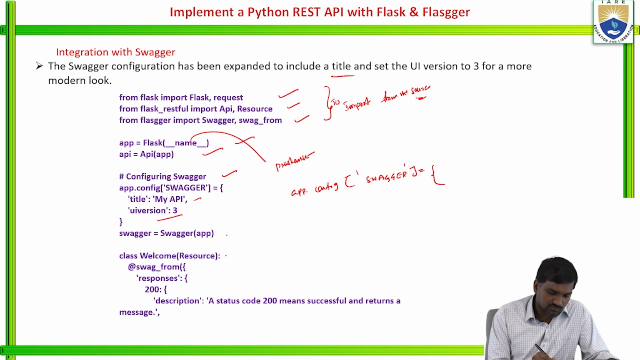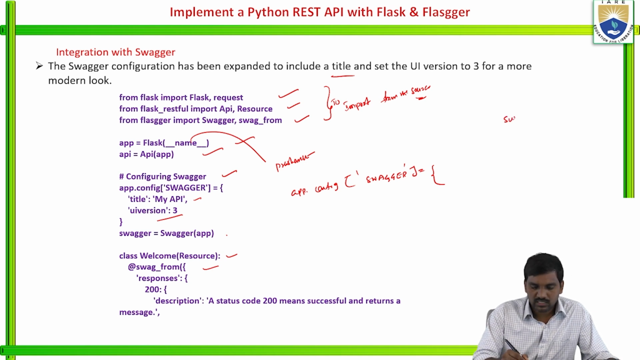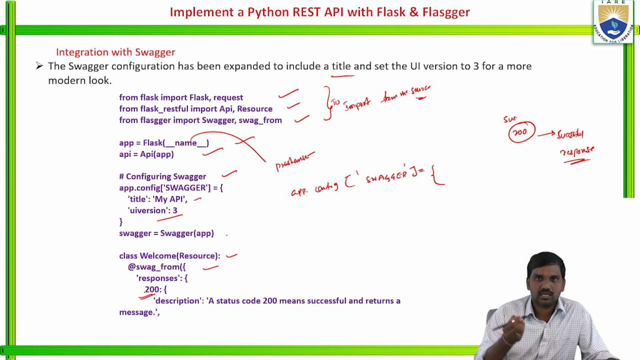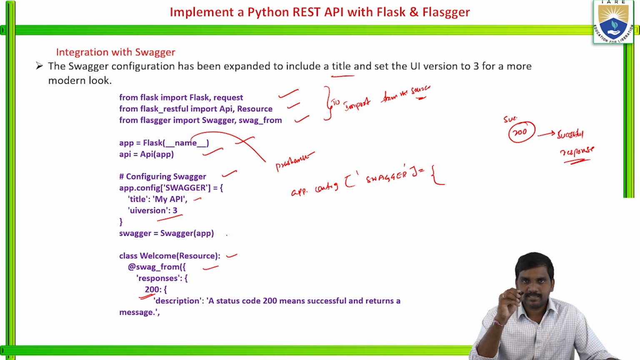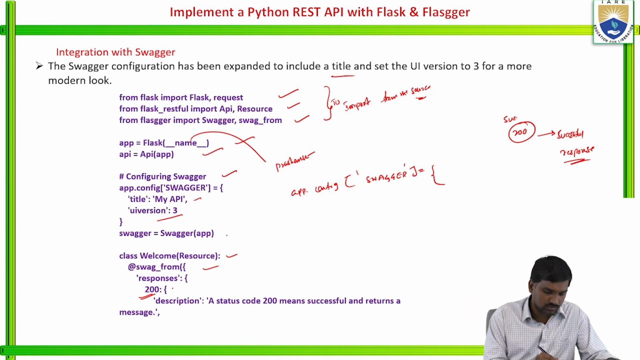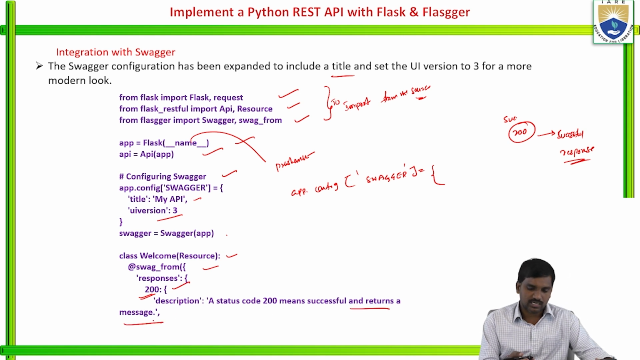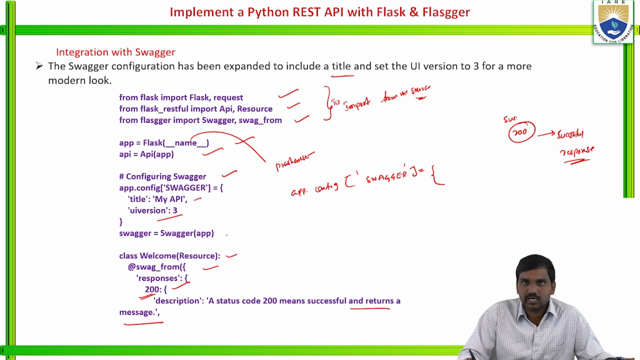Class Welcome of Resource, with swag_from responses. For a successful response, you can define the 200 code. The 200 code defines the successful response. So responses with code 200 indicate that the successful response will be done. Description: a status code 200 means successful and returns a message.